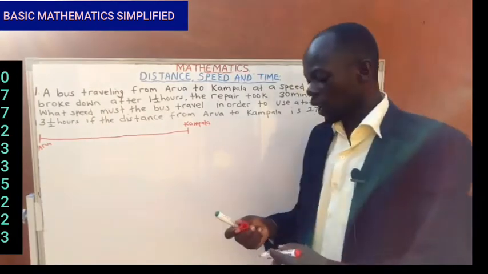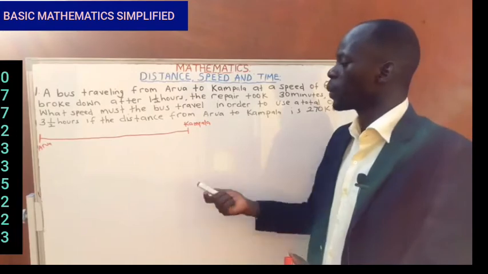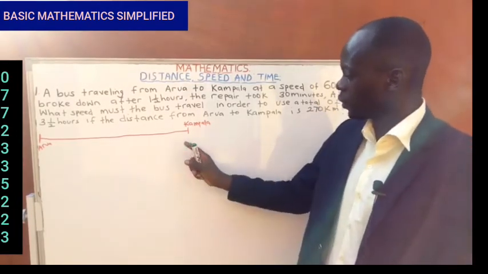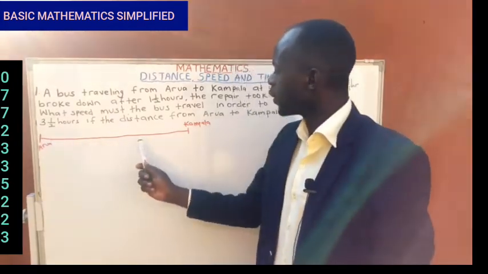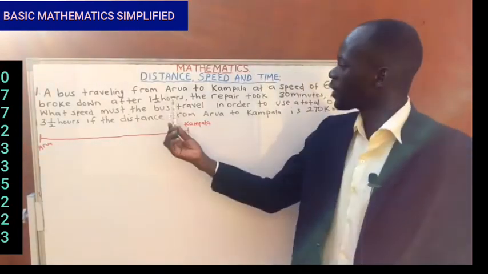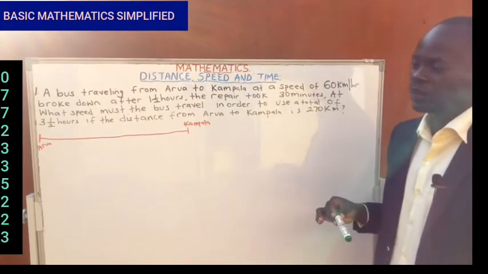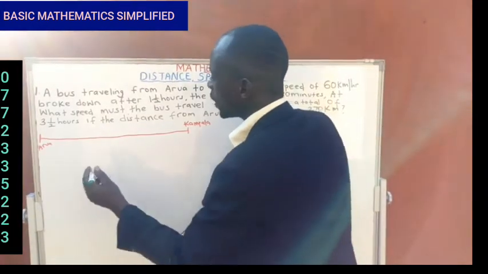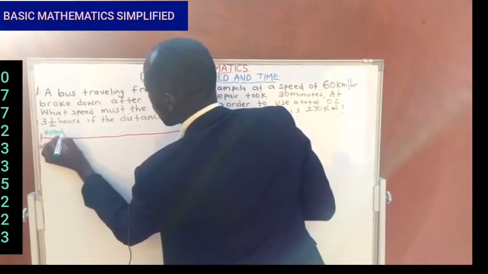That's how you interpret, by the way. In most cases, people think it's just for fun, but interpretation begins. You now assume that this is the road. You are now putting the road on paper. The bus is traveling from Arua to Kampala. A bus traveling from Arua to Kampala at a speed of 60 kilometers per hour. That's the speed it was traveling at.